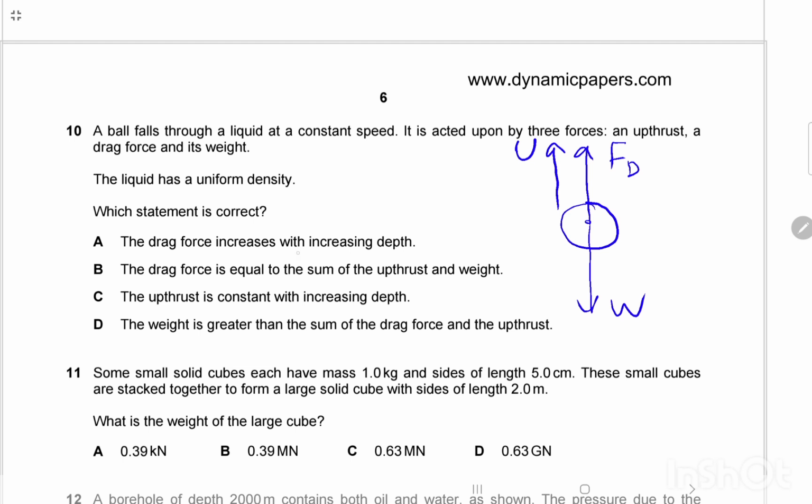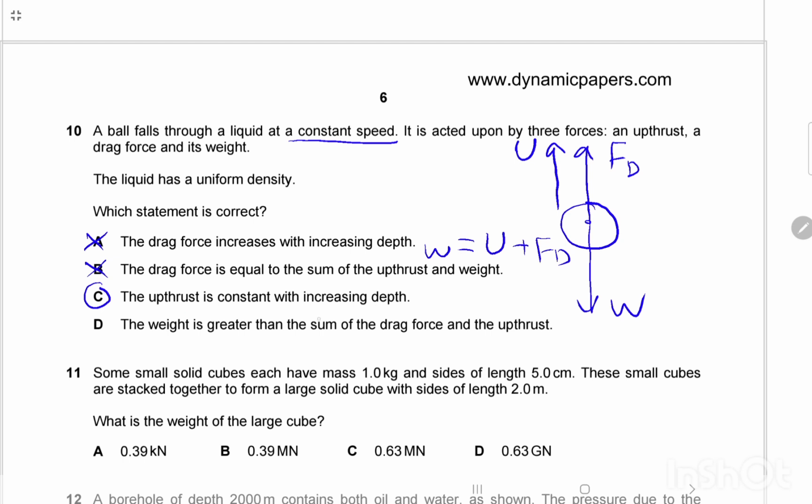The drag force increases with increasing depth. Drag force depends on velocity, so it's not increasing or decreasing because it's moving at constant velocity. The drag force is equal to the sum of upthrust and weight. This is incorrect because the weight itself is equal to upthrust plus drag force. Option C, the upthrust is constant with increasing depth. This is the correct answer.